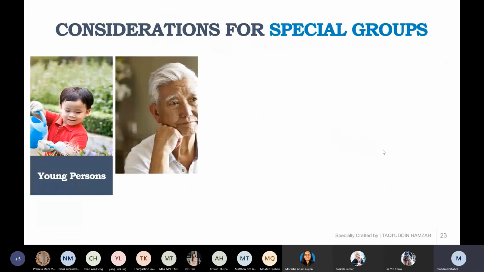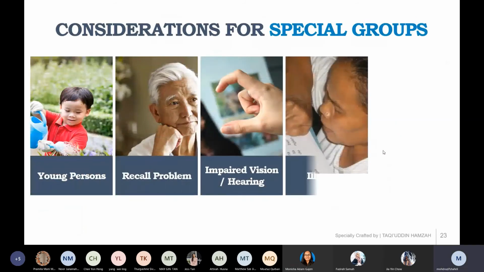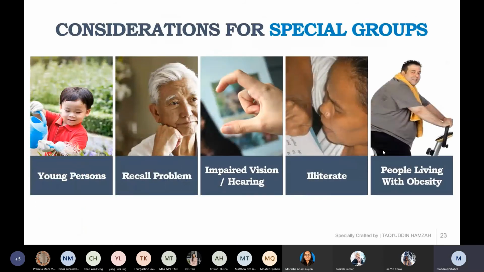So any questions so far? We are on the last section of the lecture, which is consideration for special groups. Any questions? No? Okay, then we will continue.